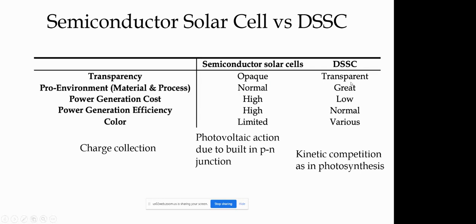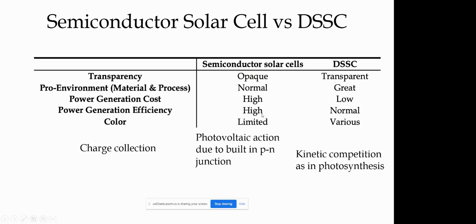Dye-sensitized solar cells are transparent and colorful; different dyes can lead to different colors, right? Environment-friendly materials are used. A normal process requires a lot of energy to fabricate these materials, a lot of processing cost to make a PN junction and so on, so power generation cost will be relatively high. Here, if you have these materials, you can make this device at home as well, and you can get electrical power out of it, right?